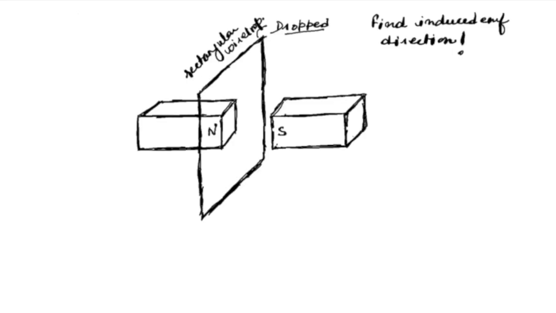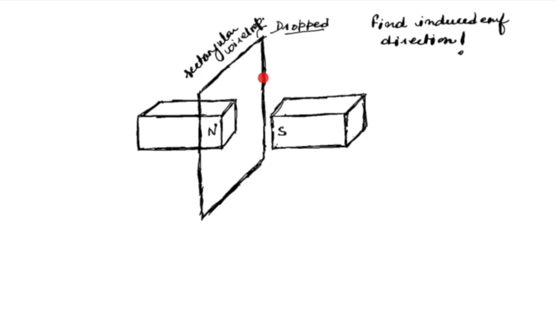Now let's see this question. This question is very interesting. What it is saying is that there is a magnet lying like that, with the north side of this magnet and the south side of the other magnet facing each other. So what will happen due to this orientation? There will be a magnetic field from north to south.